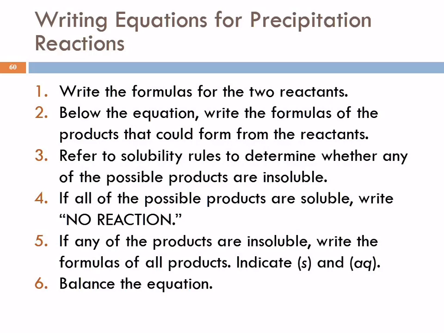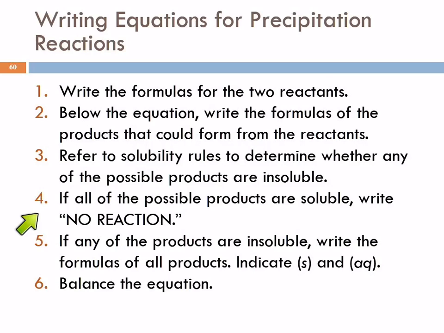Okay, so some of you like lists of instructions. Here's your list. How to write equations for precipitation reactions. Start with the formulas for the two reactants. Below the equation, write the formulas of the products that could form from those reactants. Check the solubility rules to decide if any of those are insoluble. Try to do the rules from memory first, and then check yourself by looking at the list. Don't just always look at the list every time.